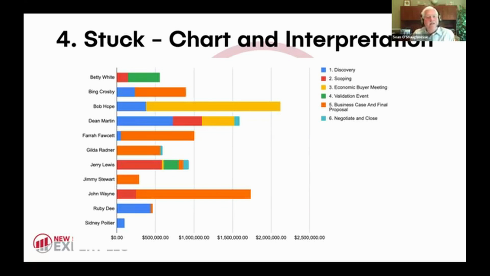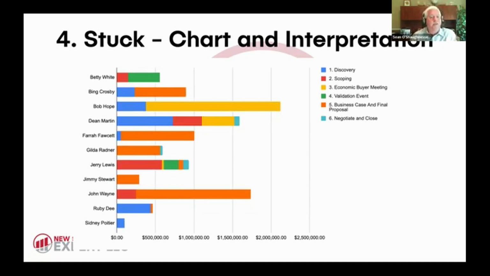Dean Martin, you're kind of stuck all the way through, bud. What's going on? Farah, you're also stuck at that business case and final proposal. Now I'm starting to see a problem. I look at this chart and I see lots of orange, lots of big oranges, right? So is there a problem with the tools in your company that's causing this? Or is this a problem in training in general for the 11 salespeople that you have?